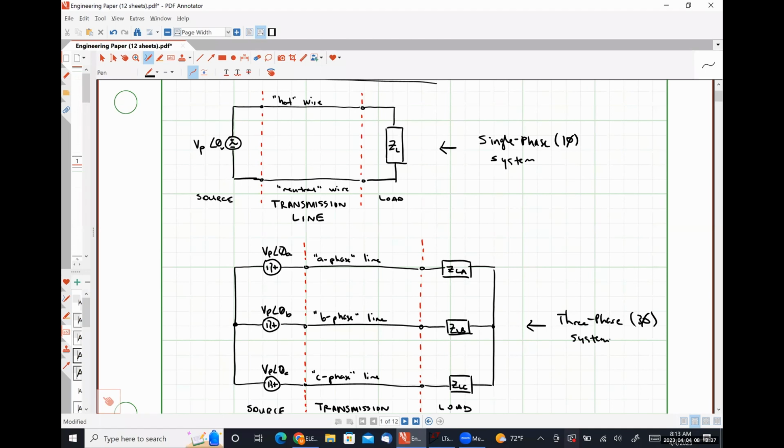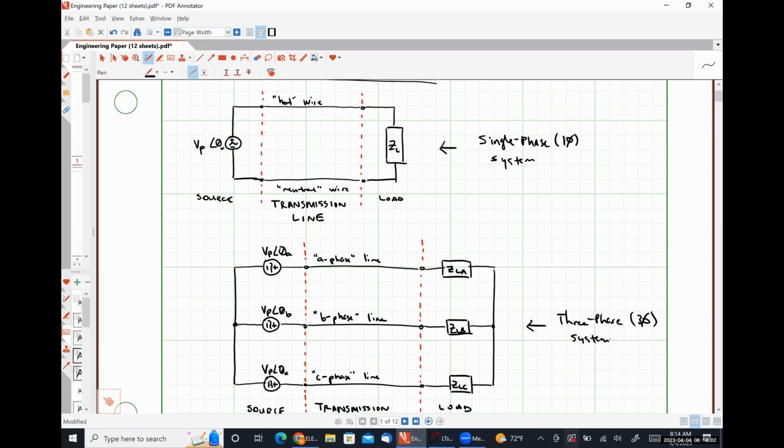So that's one of the biggest reasons that three-phase is the standard method of electricity distribution in really every industrialized country. Okay, three-phase power is used largely because it's significantly cheaper to distribute power using a three-phase system.